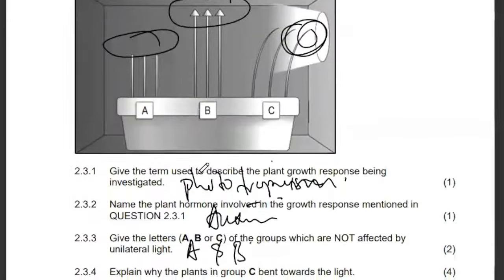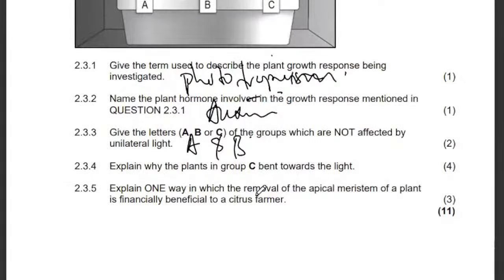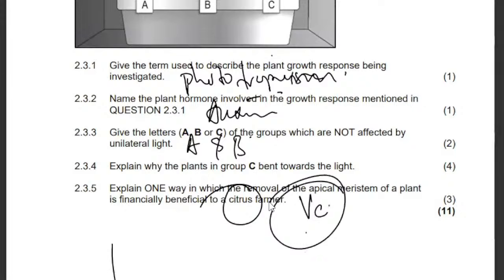Yes. Then they're saying, explain one way in which the removal of the apical dominance of the plant is financially beneficial to a citrus farmer. Citrus are plants like oranges, lemons, those which can give vitamin C. So basically, when you have the tip, the plant will just grow straight. But now, if the tip is cut, you are trying to bring about lateral dominance or lateral branches. So it will promote the lateral branch, which will increase the buds.